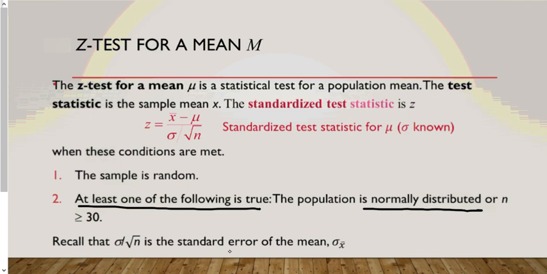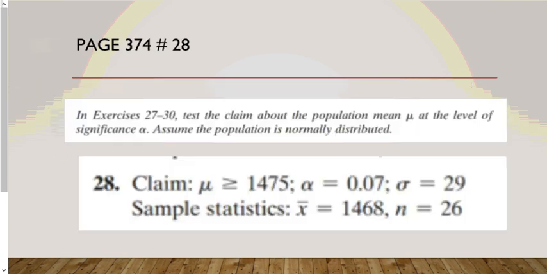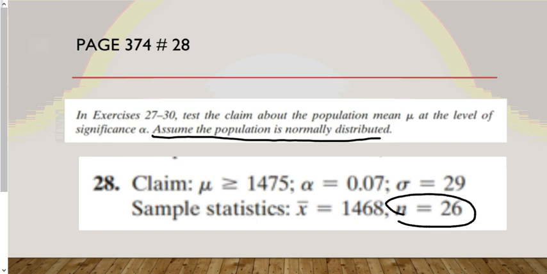Okay, so let's go ahead and look at a couple more problems that you'll run into on your homework. We're going to test the claim about the population mean at the level of significance alpha. We're going to assume the population is normally distributed. Now, that's important to do because you can see right away that when we look down here, our sample size is only 26, so it doesn't meet that 30 threshold. So we already have to make that assumption if we want to move forward.